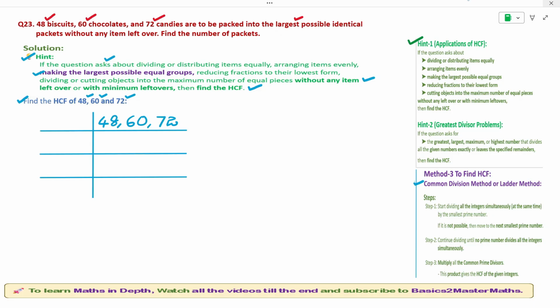Start dividing 48, 60 and 72 by the smallest prime, 2. Since 2 divides all the integers exactly, we get 24, 30 and 36. Again, start dividing 24, 30 and 36 by the smallest prime, 2. Since 2 divides all the integers exactly, we get 12, 15 and 18.